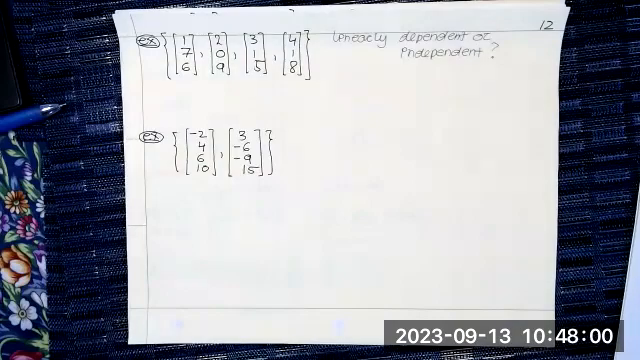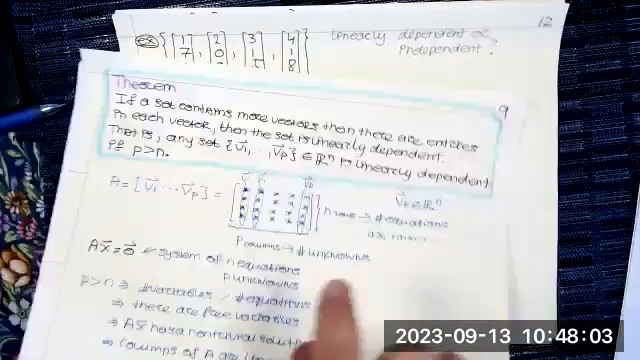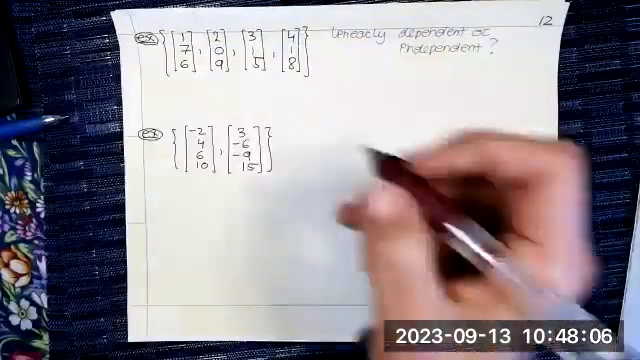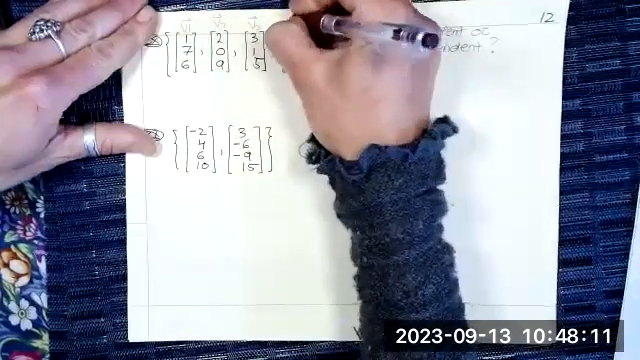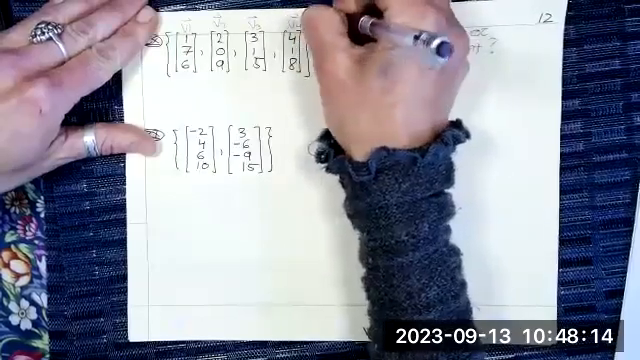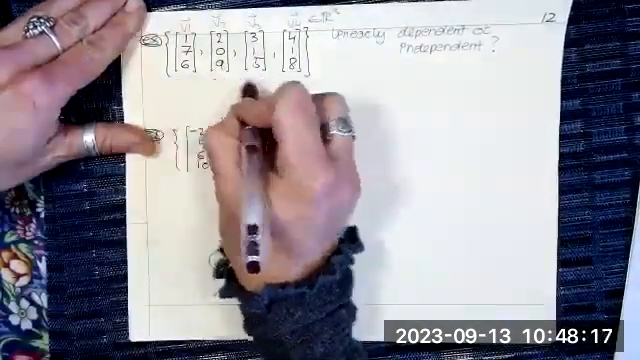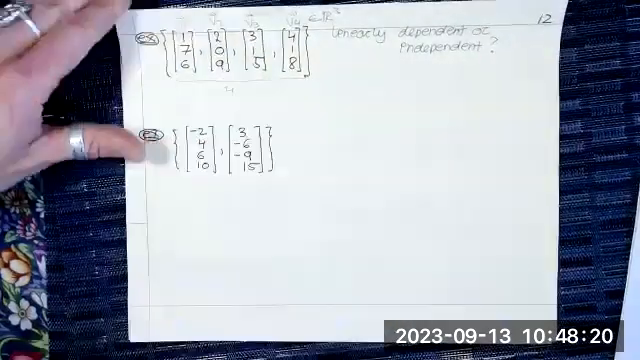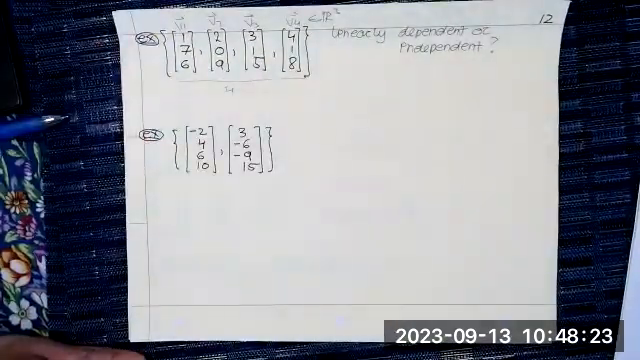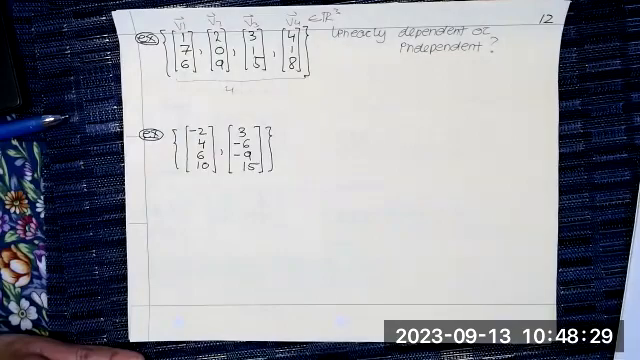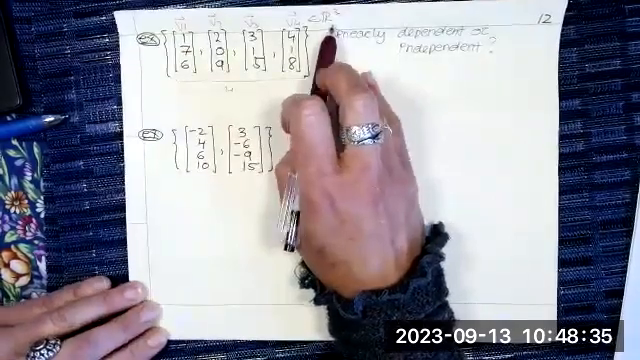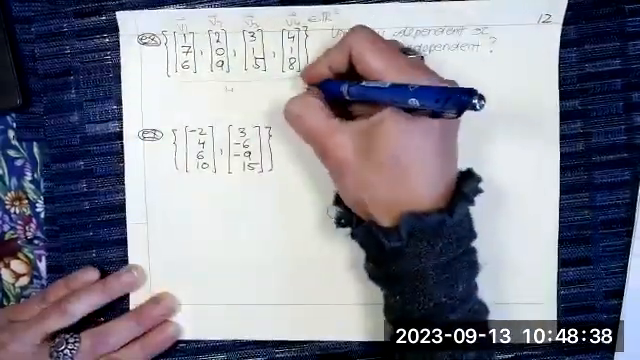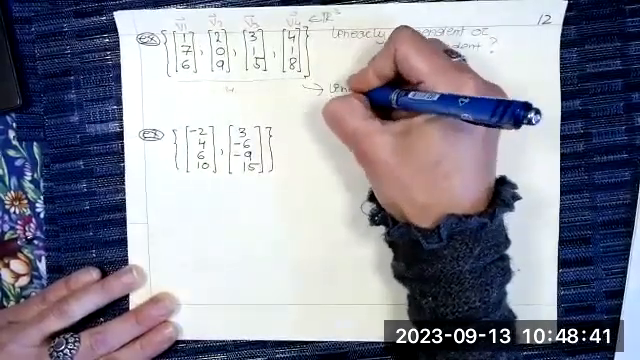What is the dimension of my vectors and how many vectors do I have? Right, so that was this theorem we did. My vectors here, V1, V2, V3, and V4 are all vectors in R3. And how many vectors do I have? I have 4 vectors. So is it possible for the set to be linearly independent? No, right? Because I have more vectors than the dimension of the vectors. So this has to be linearly dependent.